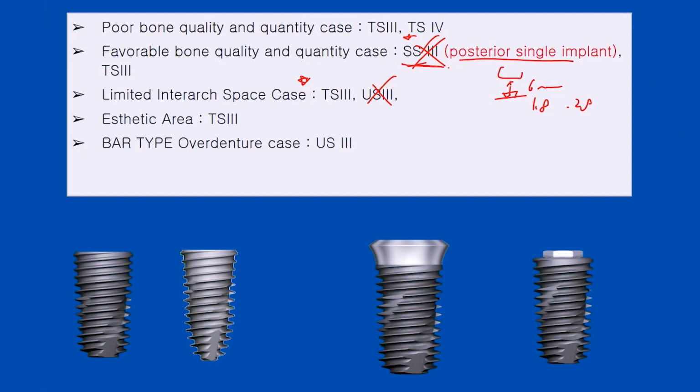And in case of a bar overdenture, you don't really use it that much, but sometimes you do. So it's about linking 4 to 6 implants. Then TS, being an internal type, is very hard to connect. Of course, TS with the converter abutment, you can change into an external type, but you don't really have to do that. So from the beginning, prosthetically speaking, it's better to go with the US.